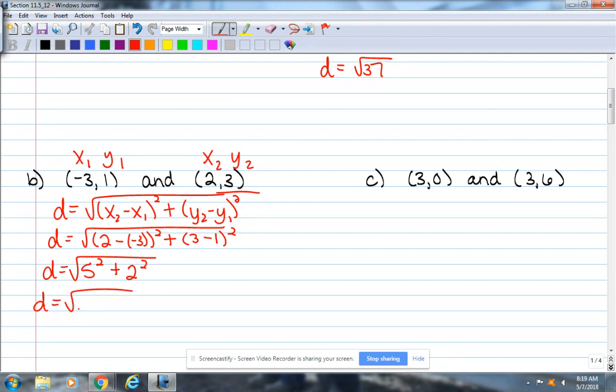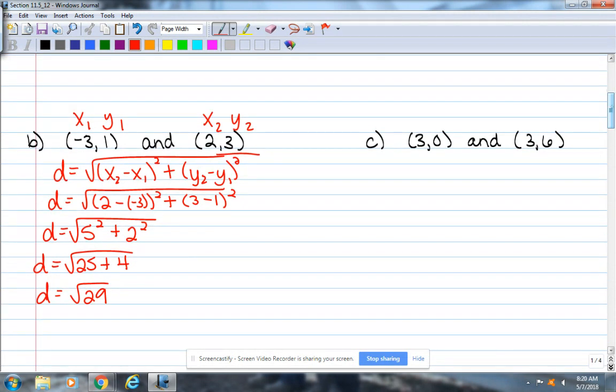What's 5 squared? 25. Plus what? 4. And what is 25 plus 4 equal? 29. Can I simplify radical 29 at all? Nope. So there's my answer, which is about 5 point something. No, that was an estimate. Radical 29 is right. But it wasn't exact.